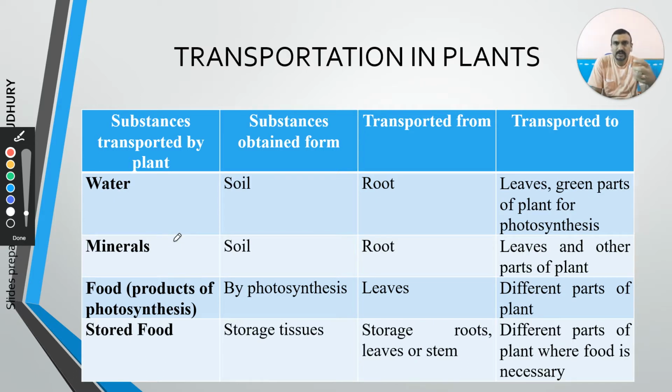When we say water, obviously it is present in the soil. So, from the soil, the plant can obtain it with the help of the roots. The roots absorb it and transfer it to the leaves, where it is required for the process of photosynthesis, as well as for all the living cells, because water is necessary to maintain the shape of the cell.